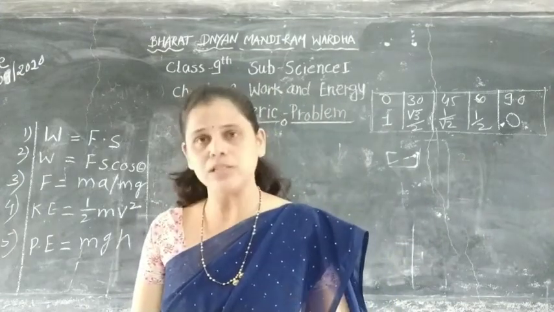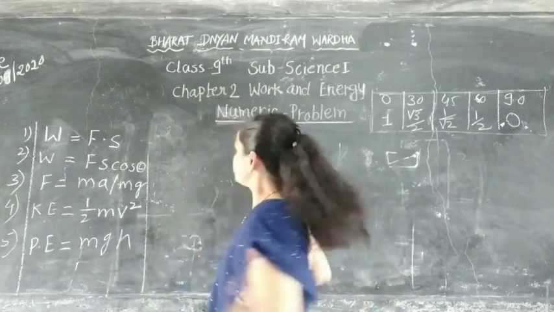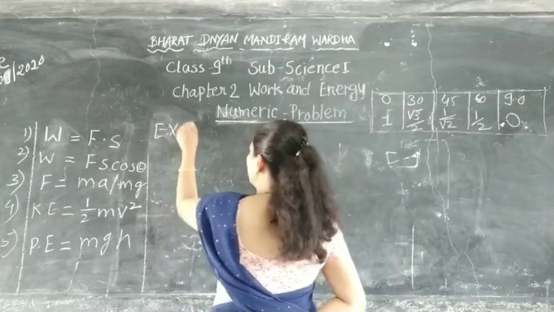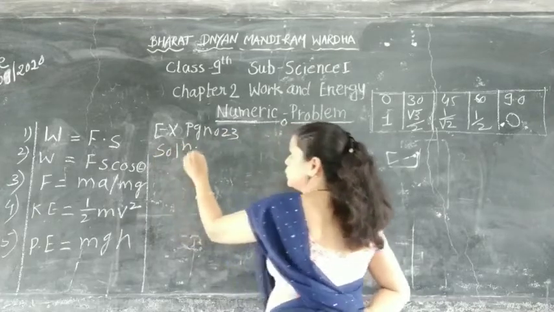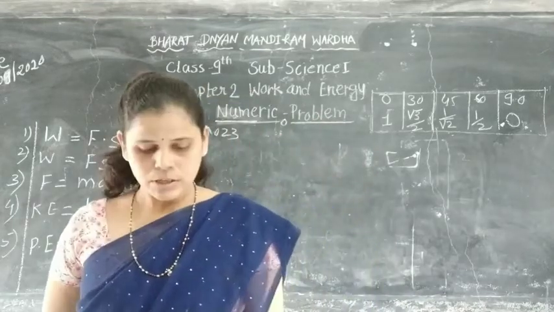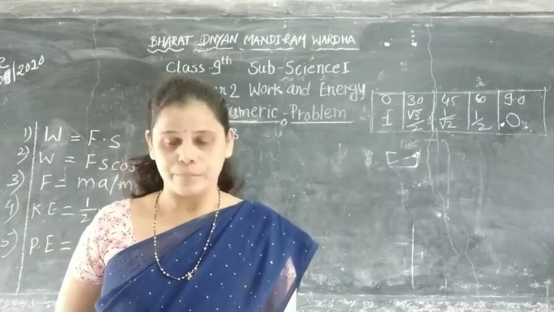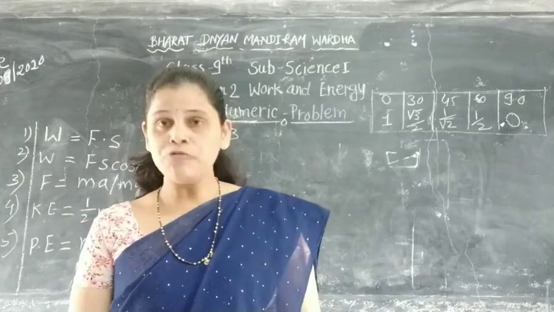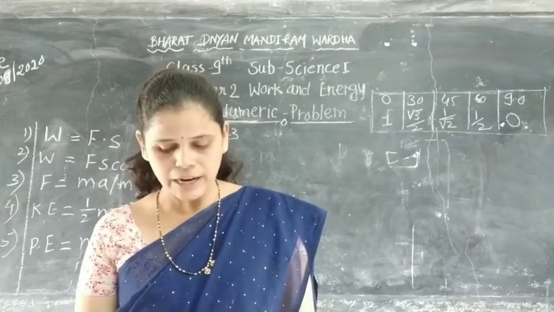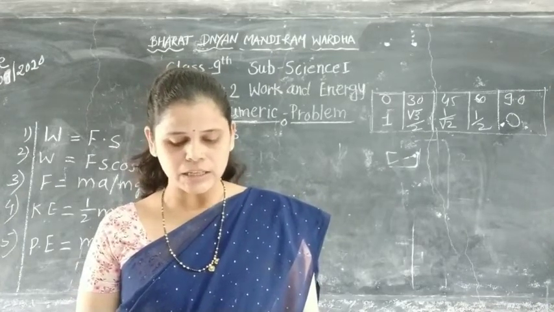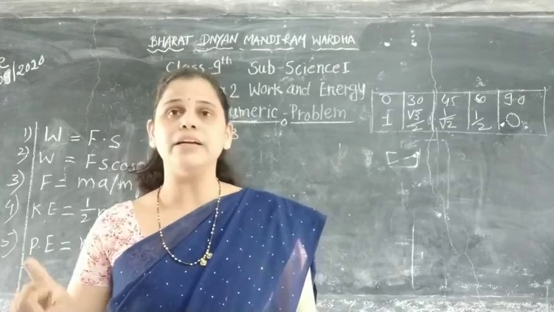Pause the video and open page number 23. The example is given. What is given? Example, page number 23, solution. Just read the question 2-3 times. A stone having a mass of 250 gram. Here the unit of mass is gram. 250 gram is falling from a height. How much kinetic energy does it have at the moment when its velocity is 2 meter per second?